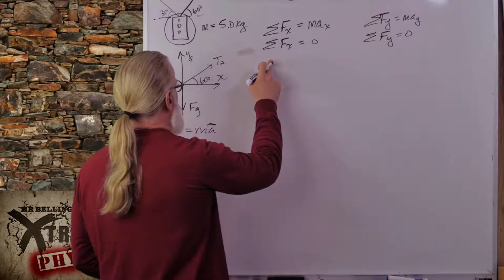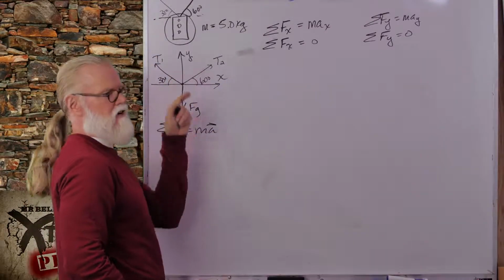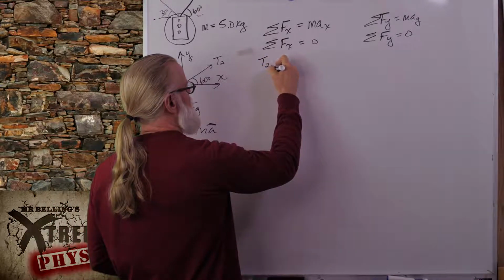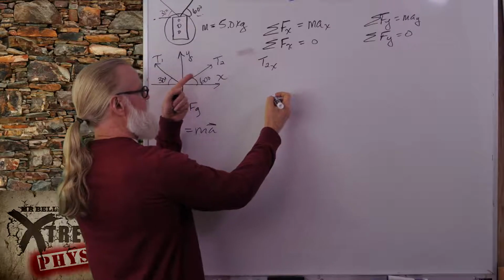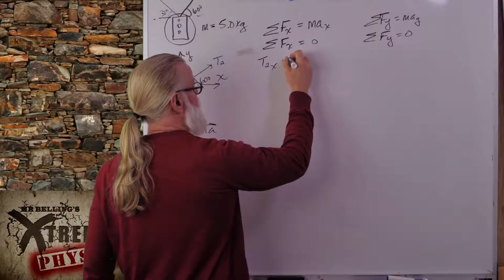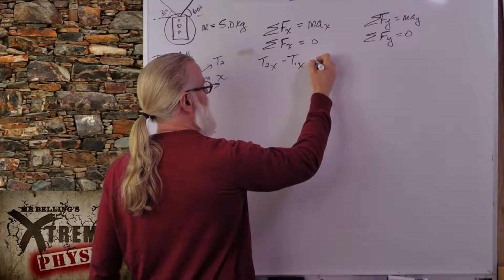Anyways, in the x direction, we have the x component of the tension force. So we have tension 2 in the x. That's positive, because that's the positive direction. And in the negative direction, we have the tension 1 in x, and it equals 0.